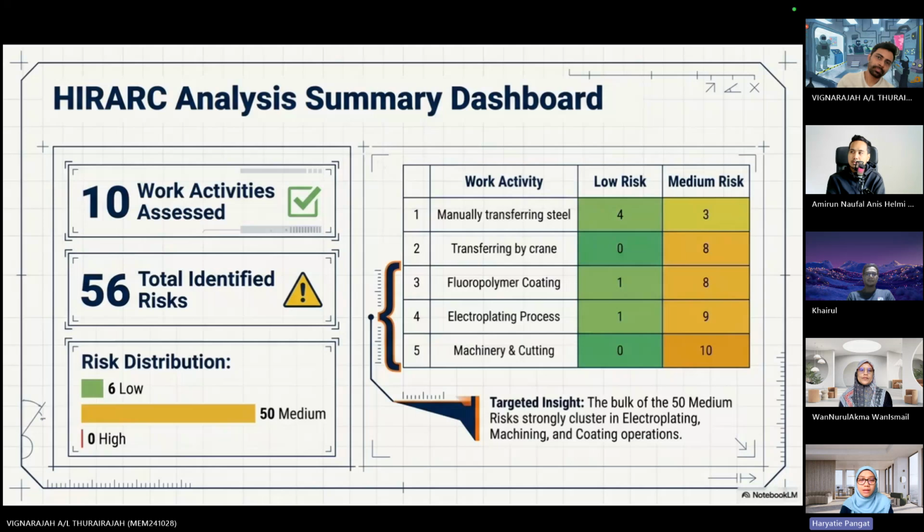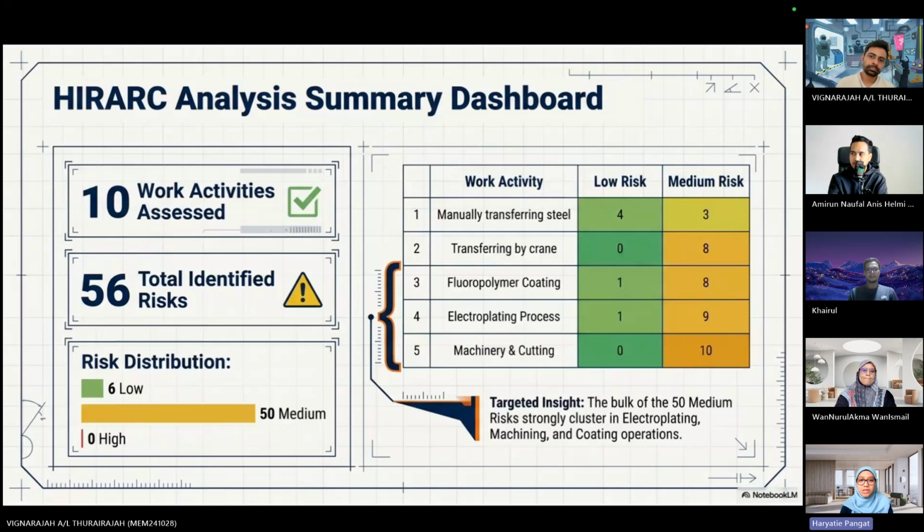Looking at the breakdown by work activities, manual transferring of steel recorded 4 low risk and 3 medium risk. Transferring by crane recorded 8 medium risk with no low risk identified. Fluoropolymer coating recorded 1 low risk and 8 medium risk. The electroplating process recorded 1 low risk and 9 medium risk. Machinery and cutting operation recorded the highest number of medium risk at 10.